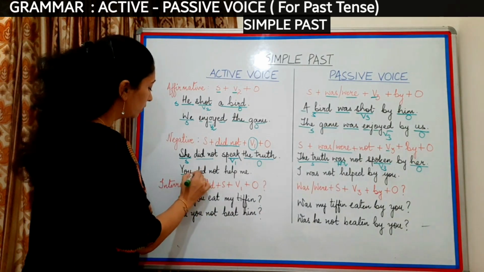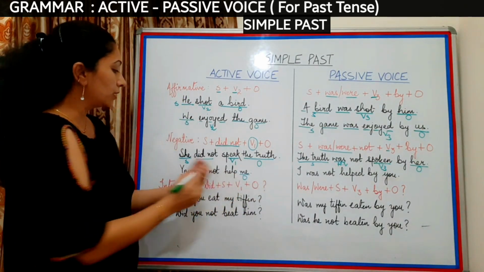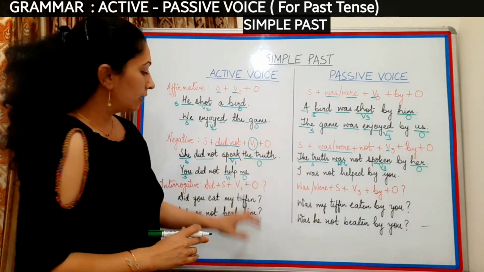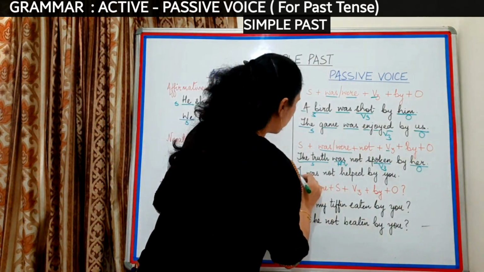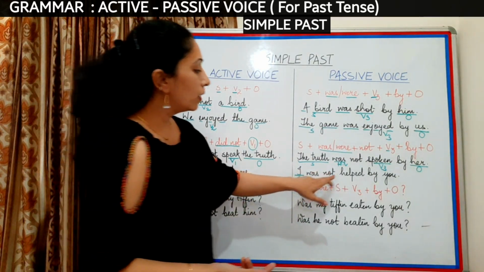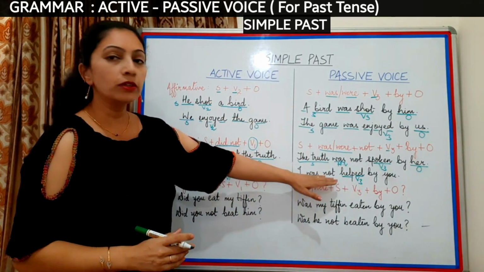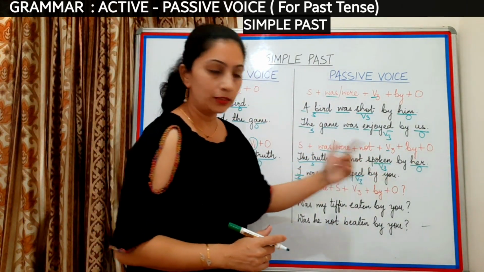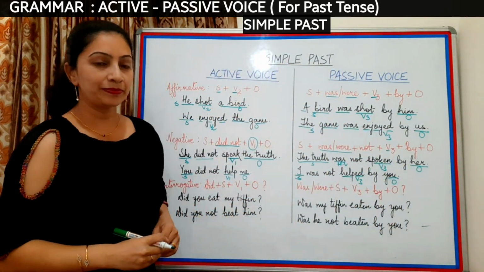Next, you did not help me. Now me becomes the object. Help is the V1 form of the verb here. Let's change this. Now me, which was object here, will become I as subject here. Was is the helping verb. Not helped. Helped here will become V3. Because in passive I'm not going to use the word did. So with was or were, I'll use V3 form. By and you becomes the new object.